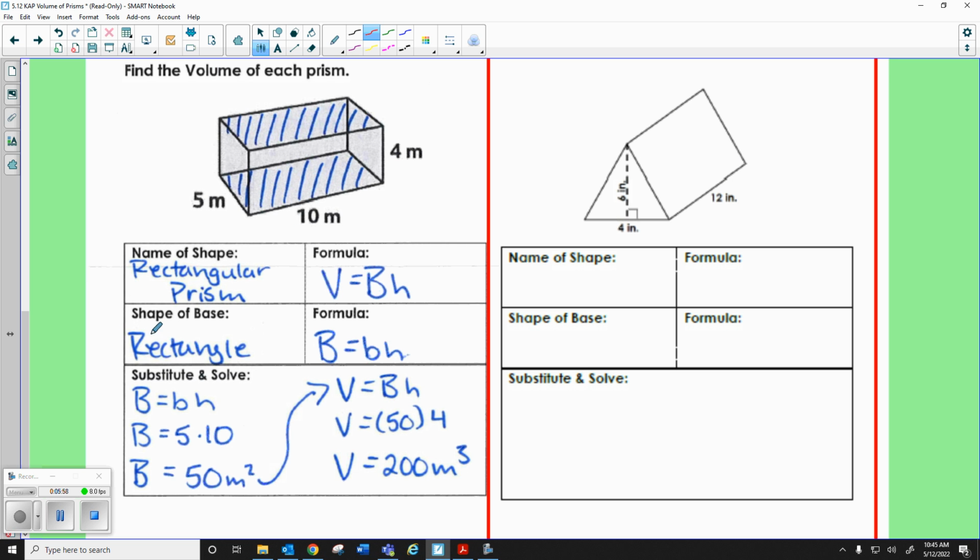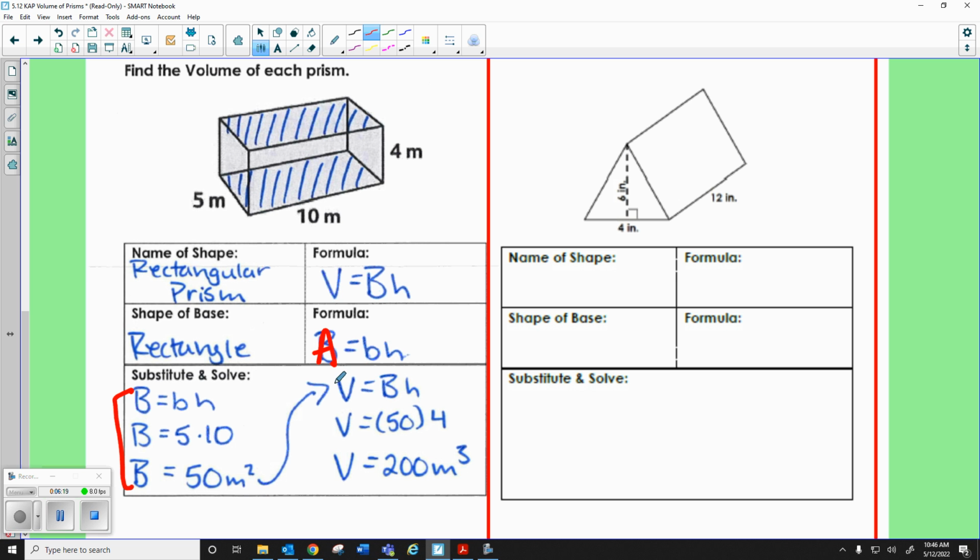So in this case, that shape is a rectangle. I put that big B to find the area of the base. It would be base times height. You could have also said that A is equal to BH. Doesn't really matter. Okay, so starting with the area of the base formula, substituting in 5 by 10 and getting a total of 50 square meters.